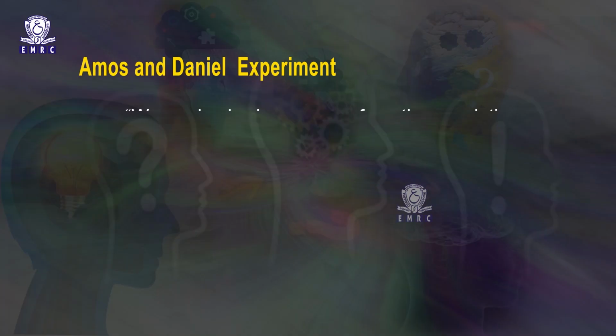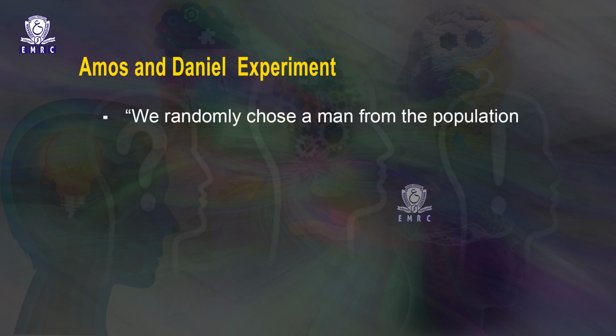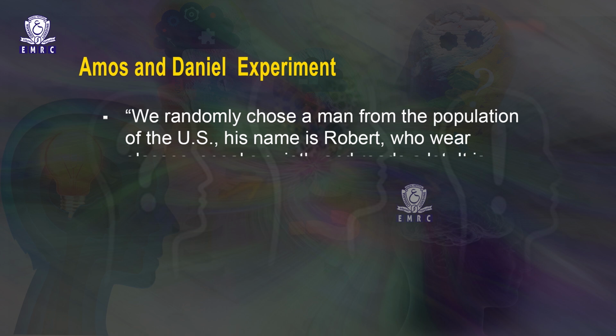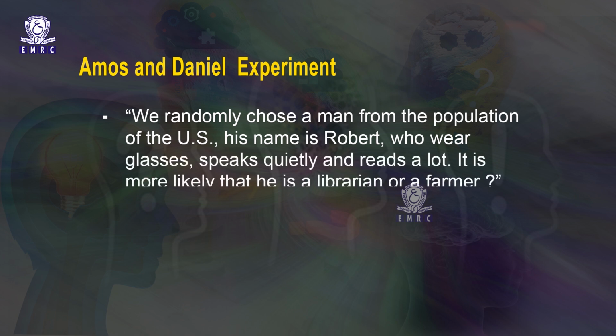They said, we randomly chose a man from the population of the US. His name is Robert, who wears glasses, speaks quietly and reads a lot. It is more likely that he is a librarian or a farmer. This is the question they asked the participants, whether he is a librarian or a farmer. What would be your guess based on the information provided by them?